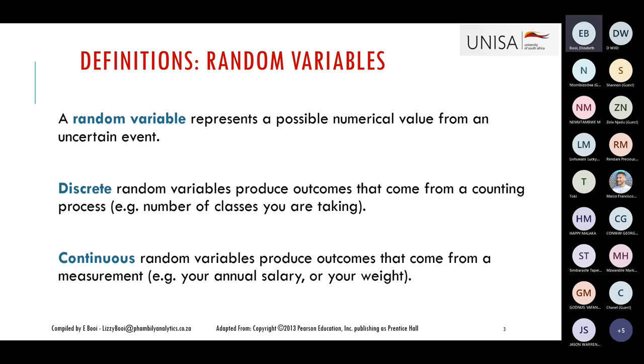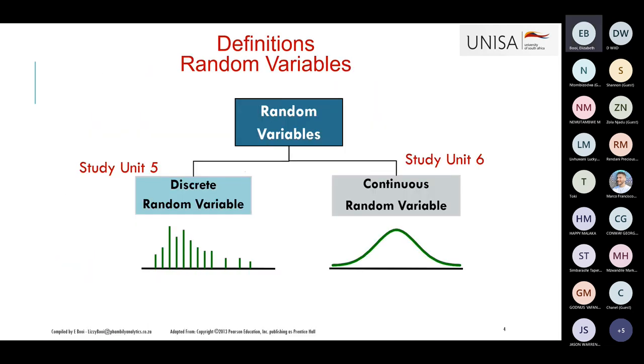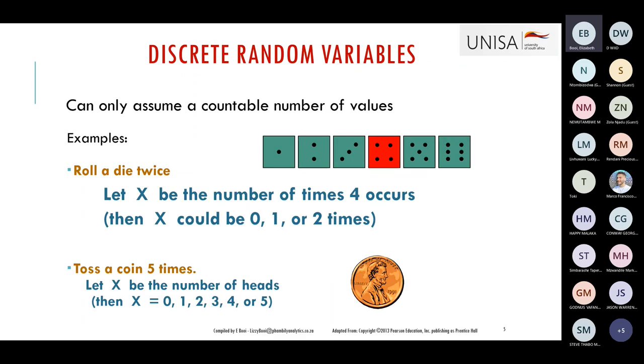And we did discuss the types of variables from study unit one, remember that. So in study unit five, we're discussing things like discrete random variables. In study unit six, we're going to discuss everything relating to continuous variables. So today, study unit five, we're only going to concentrate on discrete random variables.